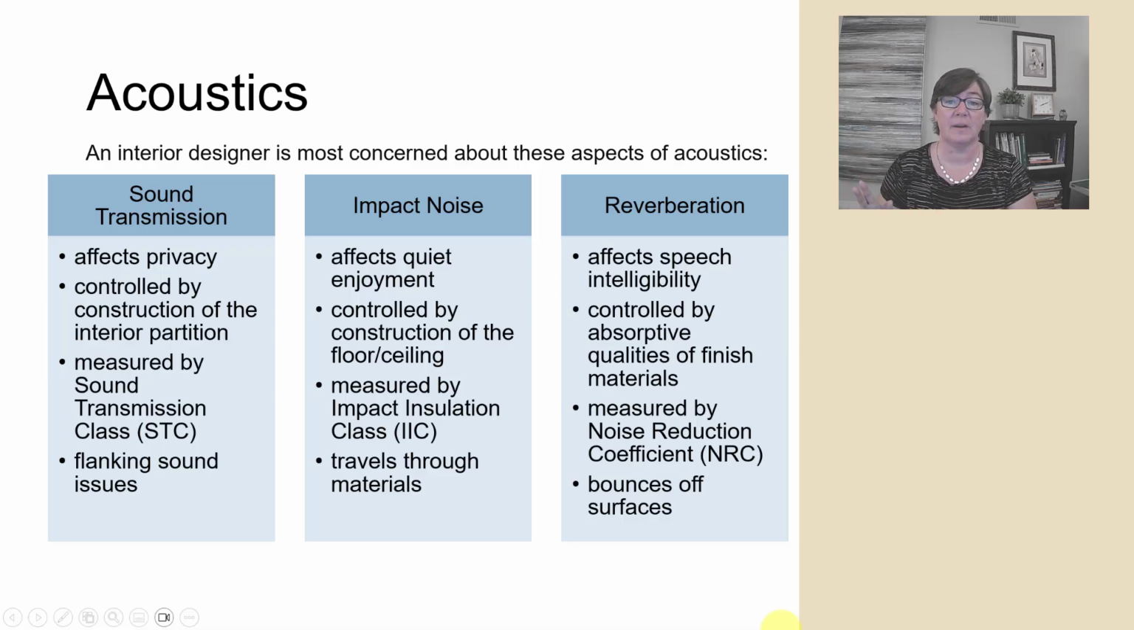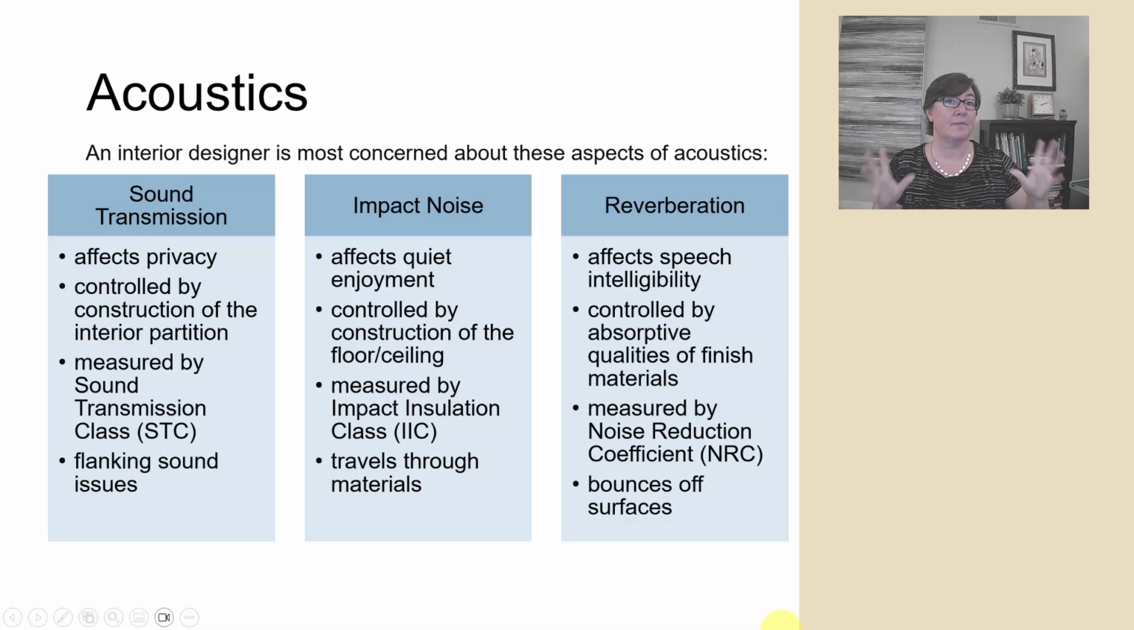Finally, reverberation. This is the bouncing of sound around space. So if you've ever had trouble with speech intelligibility in, for example, a crowded restaurant, you couldn't tell what your companions were saying, you probably had trouble with reverberation. This is controlled by the absorptive qualities of the finish materials in the spaces. This is the wall material, the upholstery, the curtains, all of that. All right. Yes, we can measure reverberation by the NRC. And an important consideration is that reverberation is when sound bounces off of surfaces.